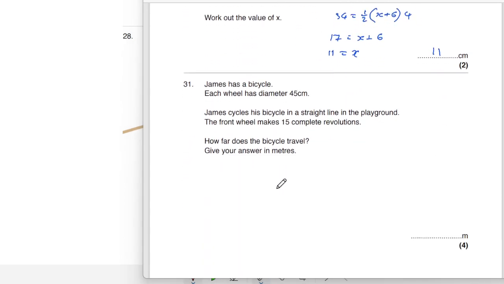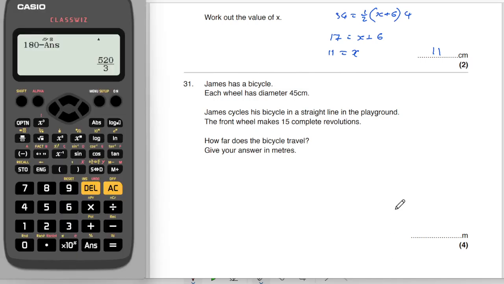And question 31. James has a bicycle. Each wheel has a diameter of 45 centimeters. James cycles his bike in a straight line in the playground. The front wheel makes 15 complete revolutions. How far does the bicycle travel?